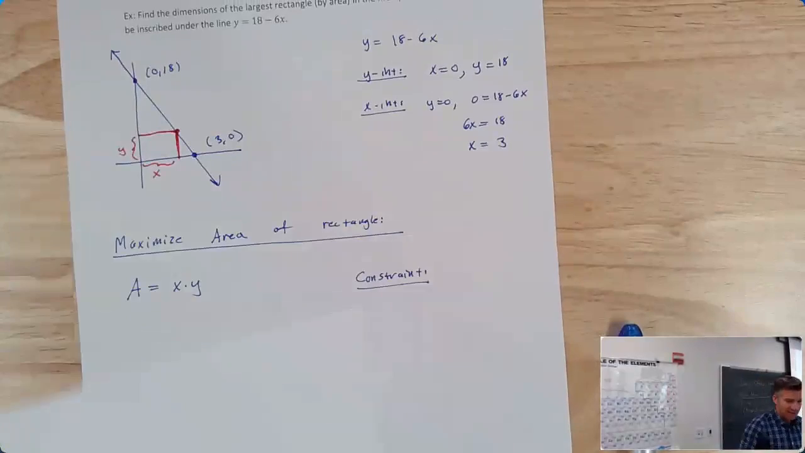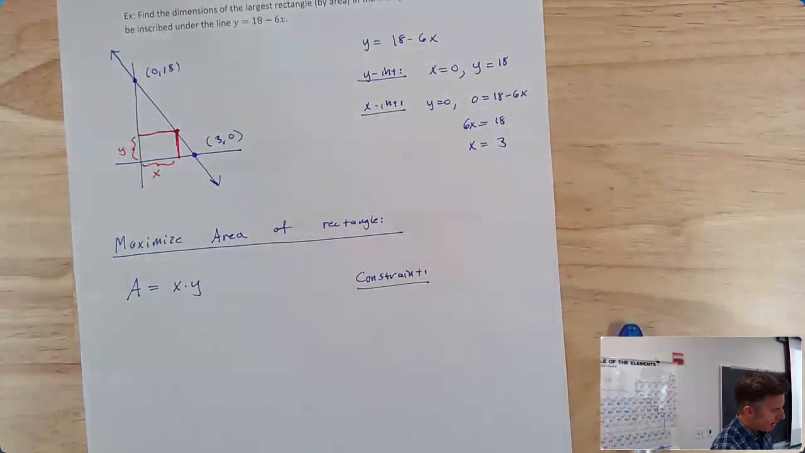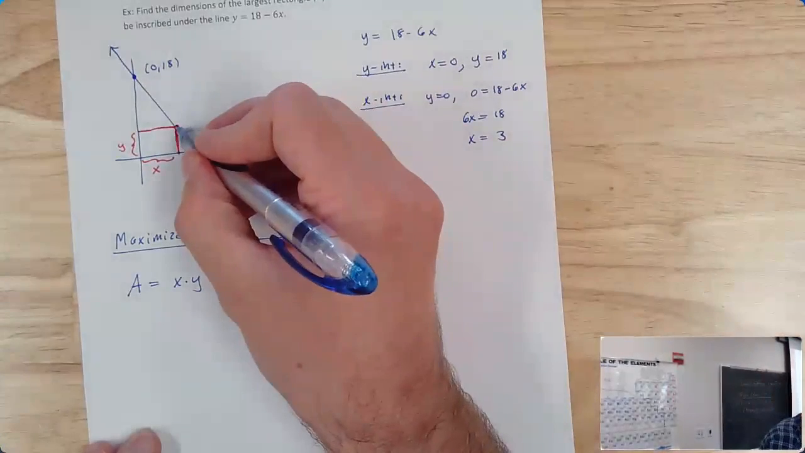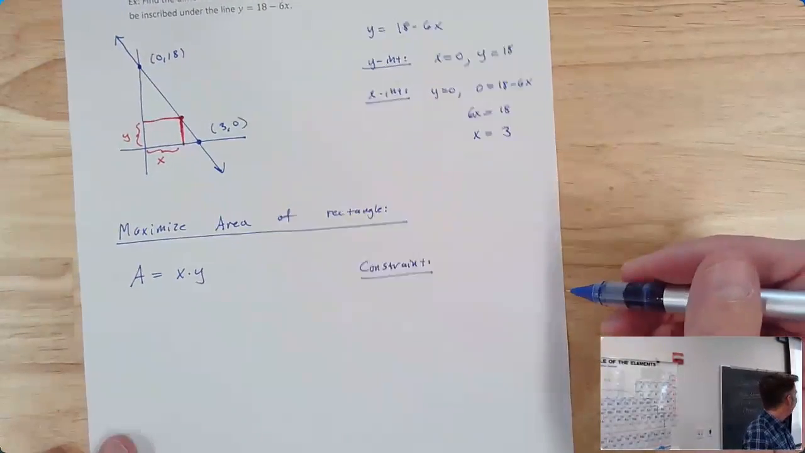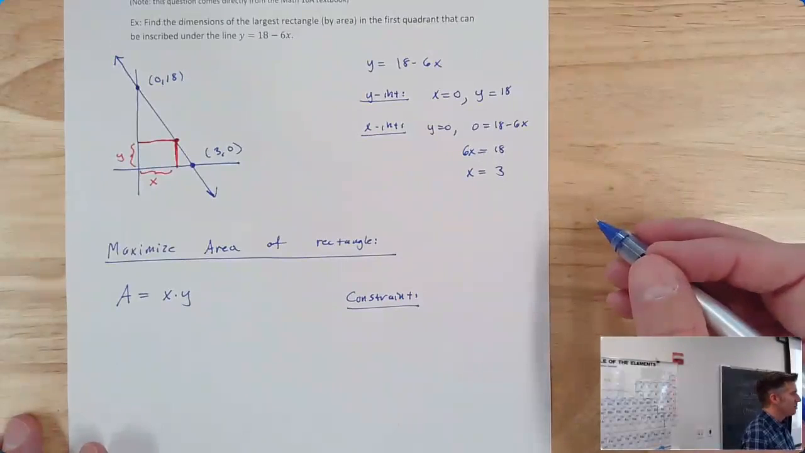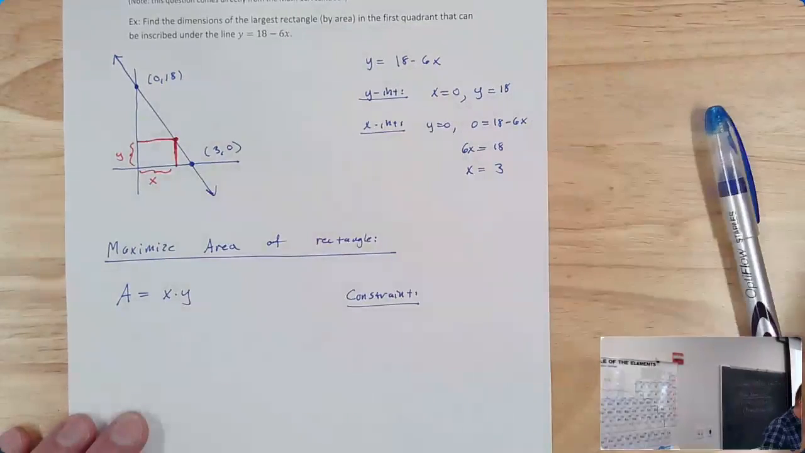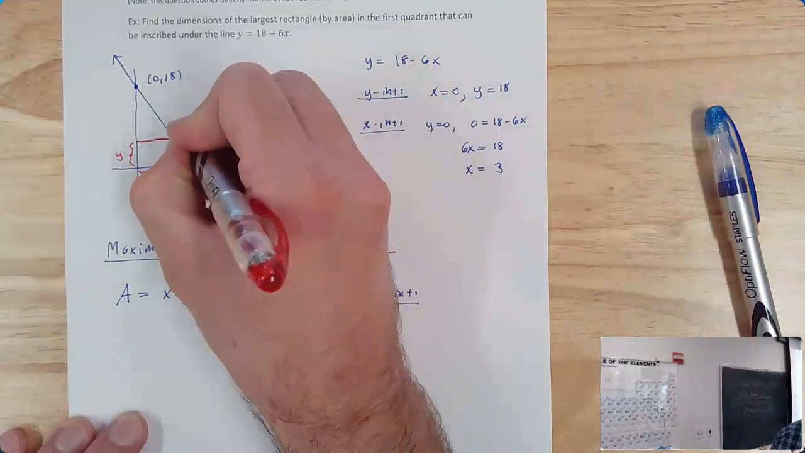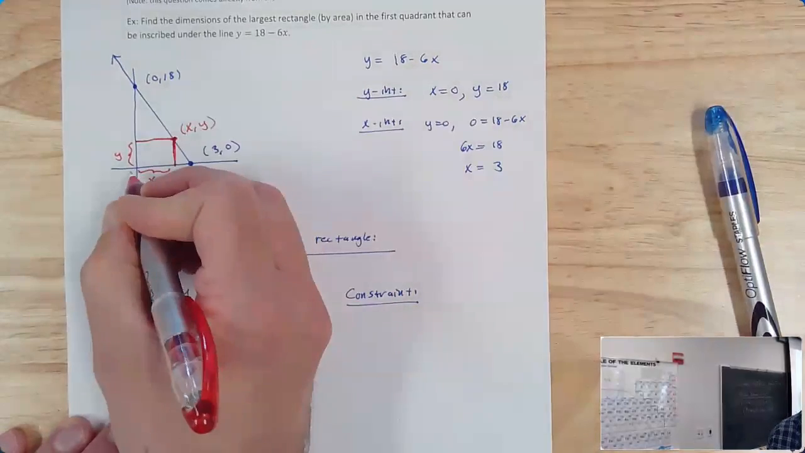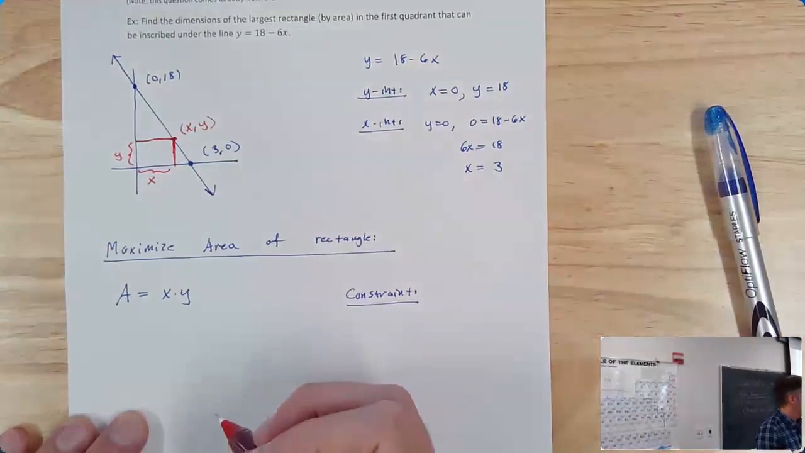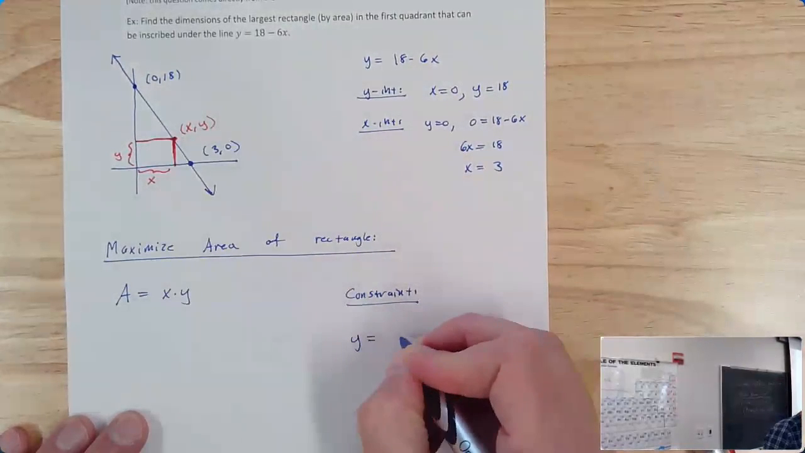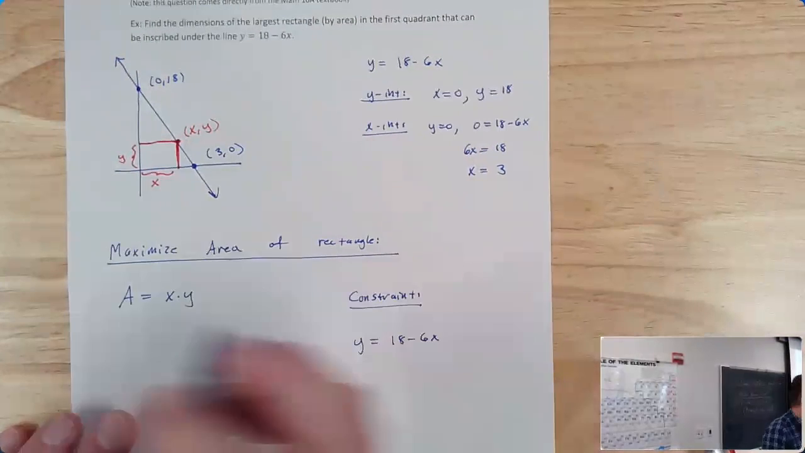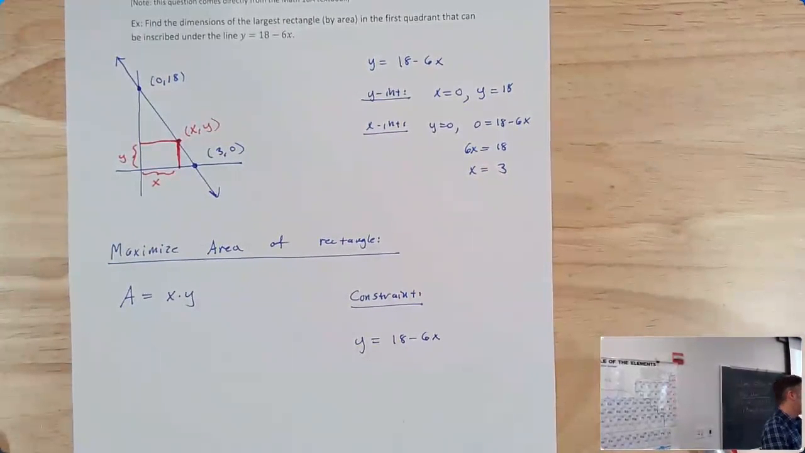So I definitely am constrained by the fact that this upper right-hand point of the rectangle should be on that line. Oh, but I know the equation of that line. So this point here, which is the point X comma Y, because I've gone over X and up Y, the constraint for that point is that Y better equal 18 minus 6X. That is our constraint. That point has to be on that line.